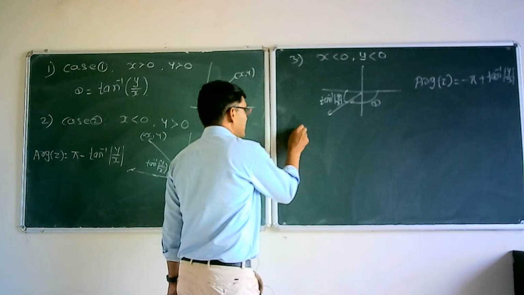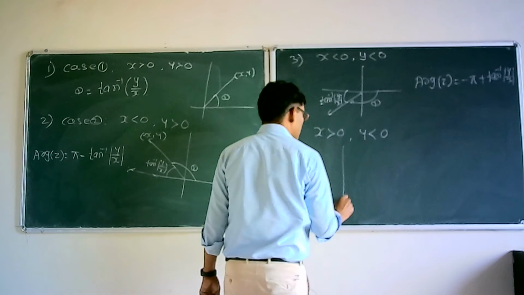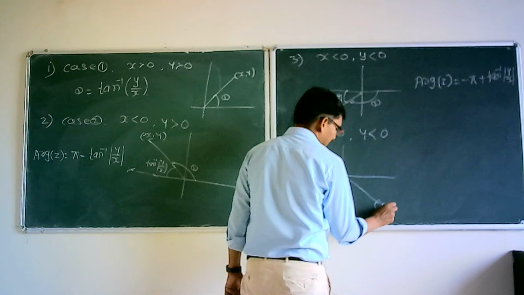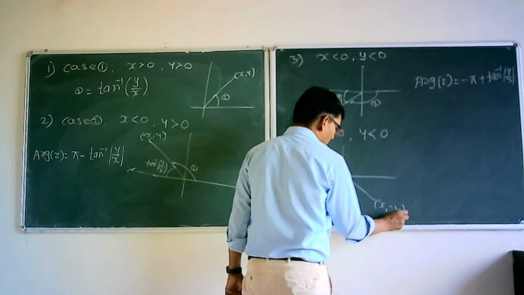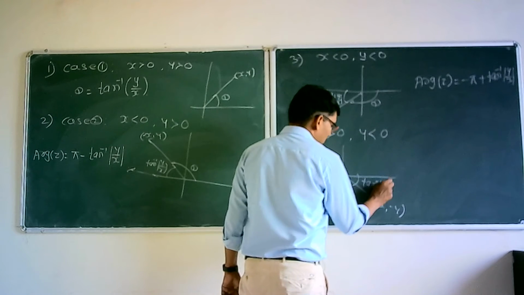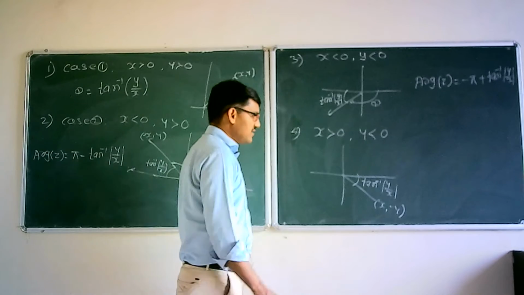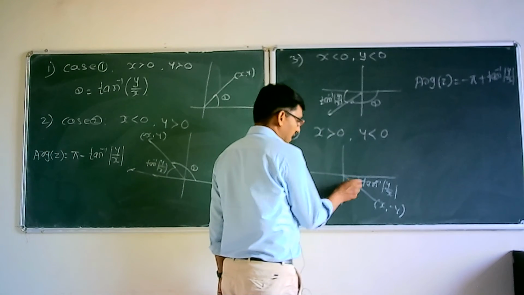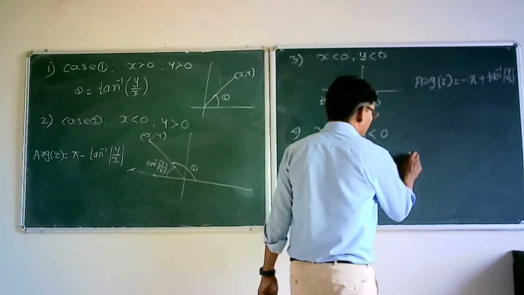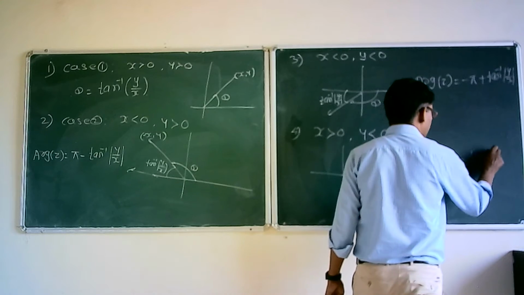And last, case number 4: if your x is greater than 0 but your y is less than 0, it means your complex number lies in the fourth quadrant. In that case this angle gives tan inverse y by x, which is also our argument of z. But since our direction is opposite, we can write this as minus tan inverse y by x. So argument of z, or theta, is equal to minus tan inverse y by x.